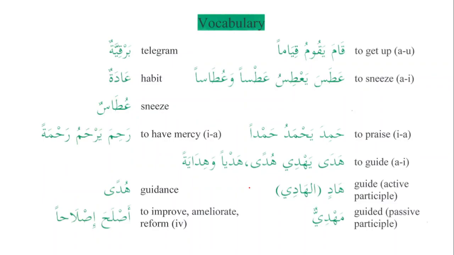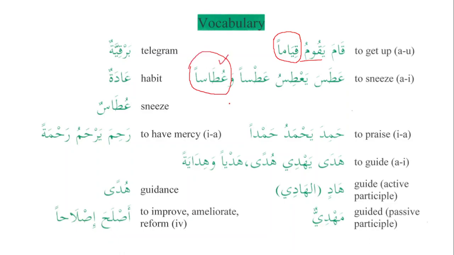Now we have the vocabulary part. We have برقية, telegram. قام يقوم قياما, to get up. What will be the فعل الأمر of قام يقوم? قم. قم, excellent. And قياما is masdar. It is masdar, right? That's why it is mansub. عادة, habit. عطس يعطس عطسا وعطاسا. يسمع صوت العطاس. So عطاس is basically masdar.